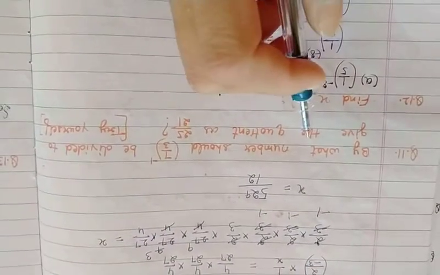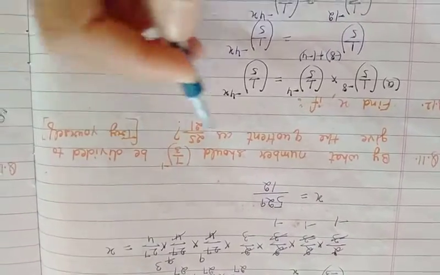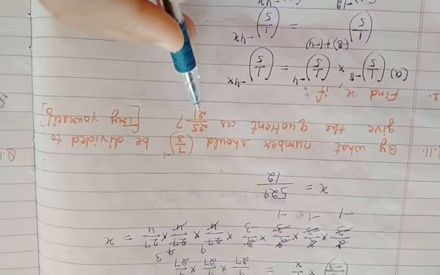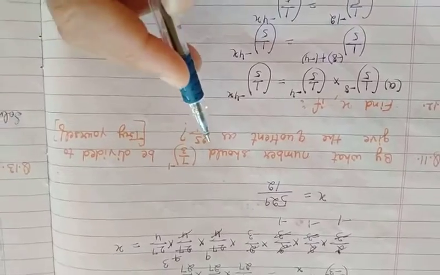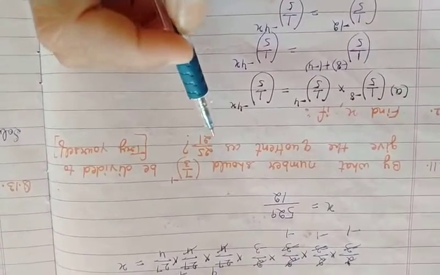Now question 11 is, by what number should 7 by 3 inverse be divided to give the quotient as 25 by 21? Question 11 is the same as question 10, so you try it yourself.